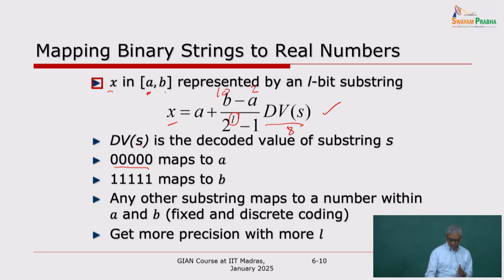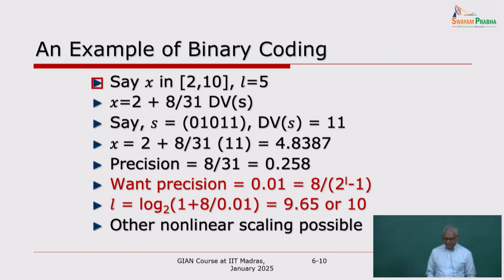And any other string in between will have a decoded value between 0 and 2 to the L minus 1, and you will get something in between A and B. Does that make sense? So by increasing L, you can have more and more precision. Here is an example.